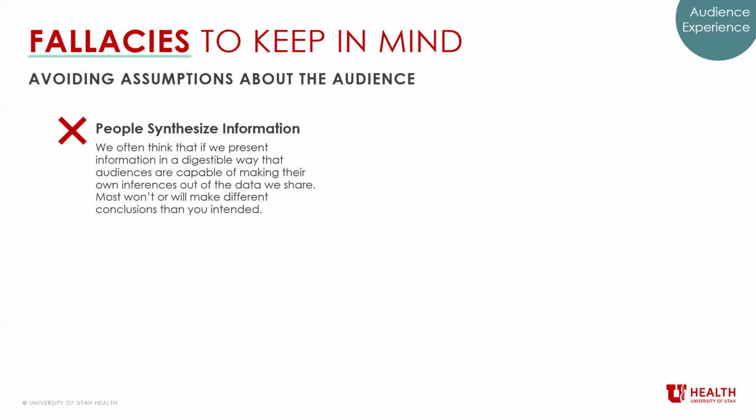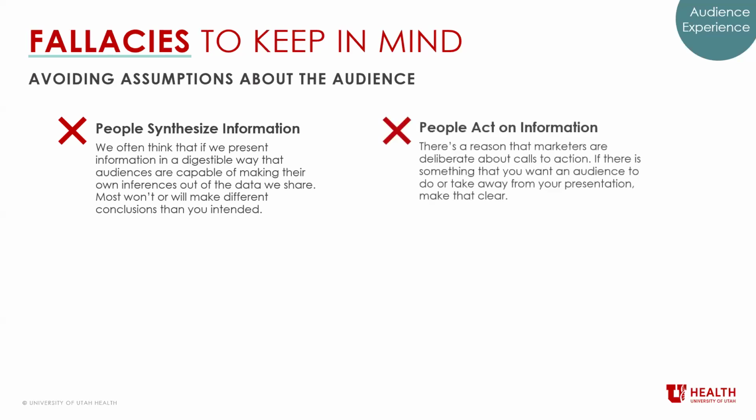So if there are inferences that you want people to take away from your presentation, make sure that you're being clear about that. And if there's information you've gleaned from the data that you're presenting, make sure that that's clear. Another fallacy is that people act on information. There's a reason that marketers are deliberate about calls to action. If there is something that you want an audience to do or take away from your presentation, make that clear.